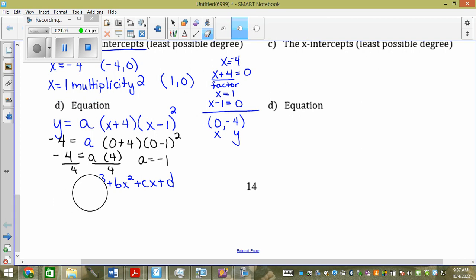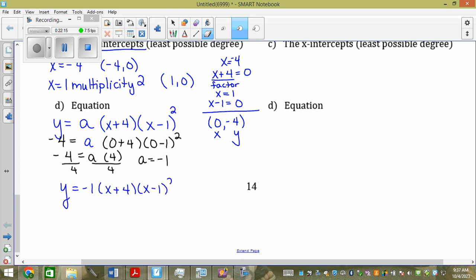Then I get people saying, okay, there's my equation. That's an equation? No, you just found a. Does a always have to be -1 when it's ending down on the right? It needs to be negative, but does it have to be -1? No. It could be 2, it could be 4, it could have a stretch with it as well, right? But this equation is y equals -1(x plus 4)(x minus 1) squared.